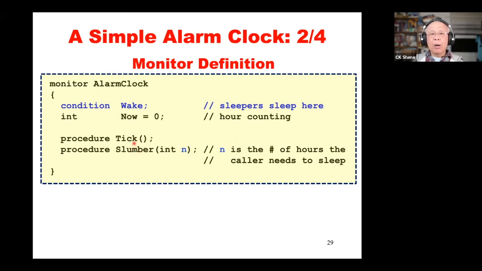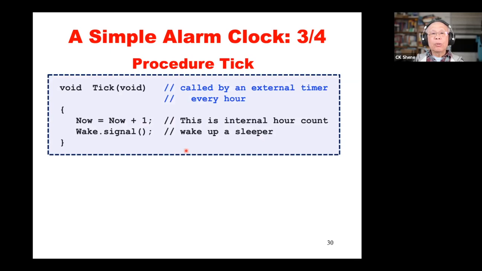Tick is called every hour by an external alarm clock. Slumber is called by a sleeper with a value n. This value n indicates how many hours the caller is going to sleep. So the tick procedure is very simple. Every hour, tick is called. So it increases this internal clock by one. Now plus one becomes a new now. Because every hour it goes off once, it signals a condition variable wake, that pours cold water on a sleeper. So in this case, the tick returns. Okay. So increase an hour and signal the first sleeper.